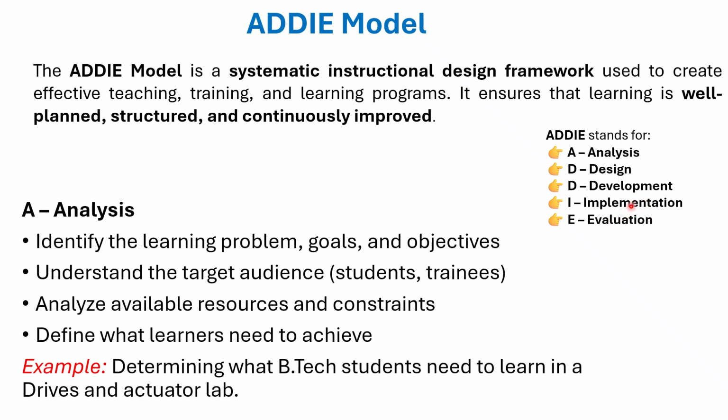So if you consider an example, determining what BTech students need to learn in the Sensors and Actuators lab. In the analysis phase, first we need to identify the learning problem in the Sensors and Actuators lab, what the goal is and what the objectives of learning that lab are. Then second, we need to understand the target audience, whether this lab is useful for students or a trainee. Then we need to analyze available resources and constraints for executing the lab for the particular target audience. We need to check the availability of resources and facilities and also the constraints.